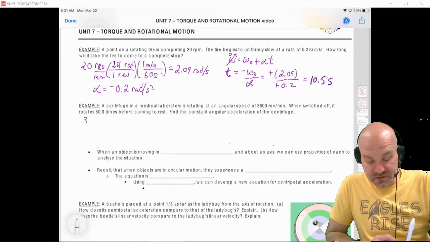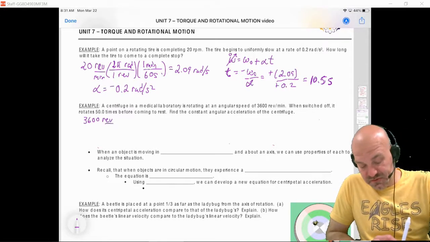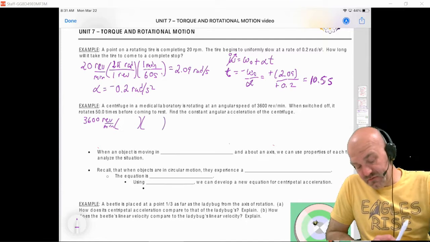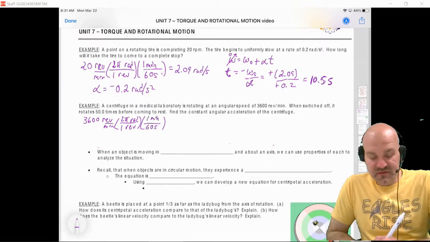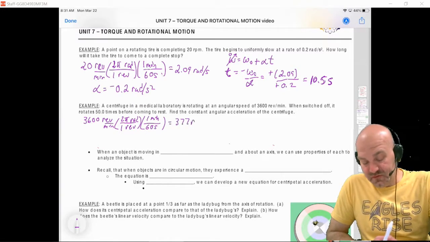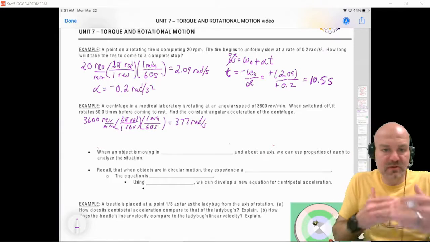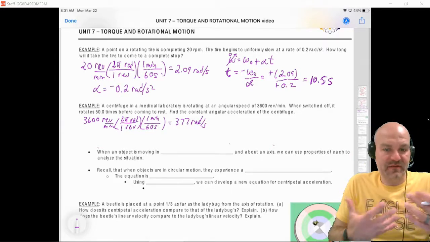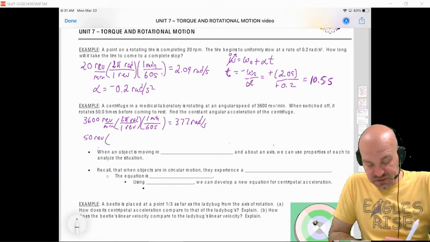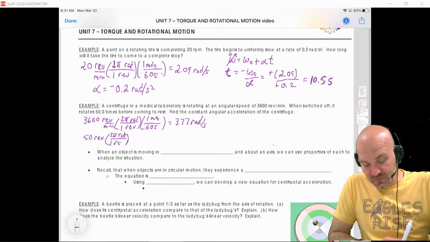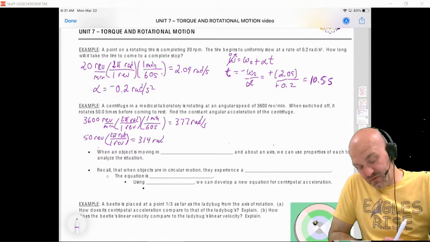So again, first thing we need to do is to convert revolutions per minute. Same conversion as above, right? So 2 pi radians is 1 revolution. 1 minute is 60 seconds. And so that's going to give us 377 radians per second. Again, remember, you don't have to put your calculator in radians because we treat it like meters. And then we also have to convert that it does 50 revolutions. And so all we're going to do here is say 2 pi radians is 1 revolution. And so this is going to end up being 314 radians.